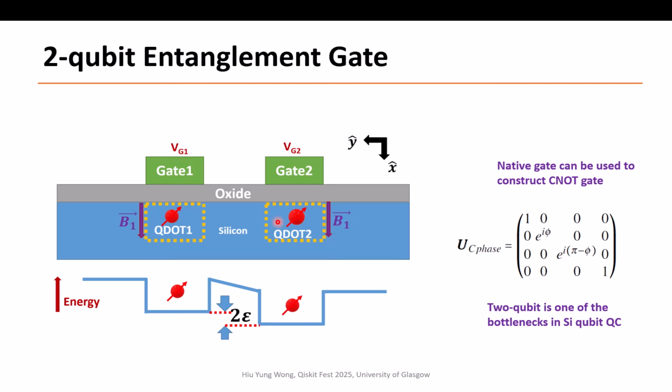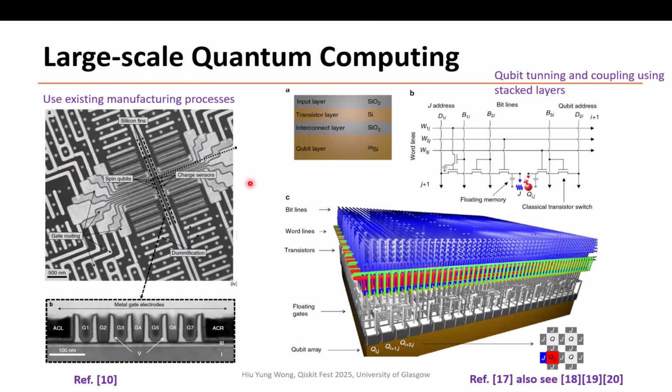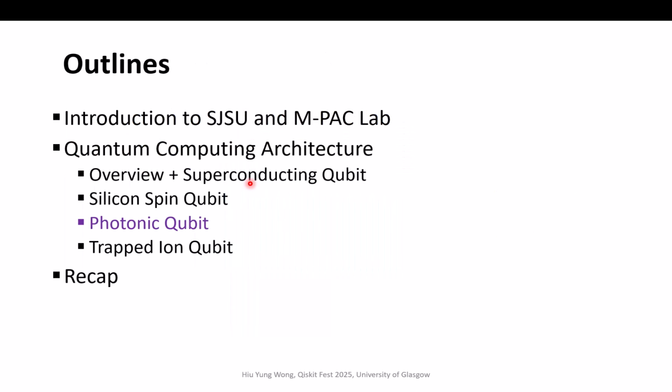kindergartners who came from two families and didn't know each other. Bring them to kindergarten, they interact. And when they go back home, they are completely different, right? They will learn things from each other. And then we use spin to charge conversion to sense whether the qubit is in the spin up or spin down state. Okay, so we are done with the superconducting qubit and silicon spin qubit.